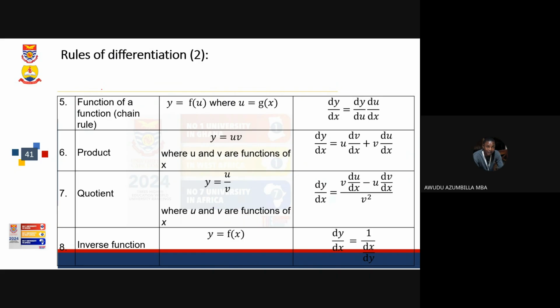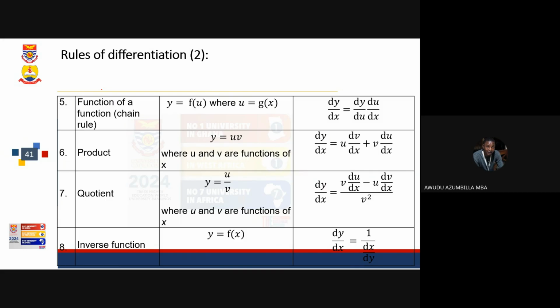Okay. Now let's move to the rules of differentiation. These are very important rules. These rules are more than rules. I'll call them the types or kinds of differentiation. There are 3 basic kinds of differentiation.